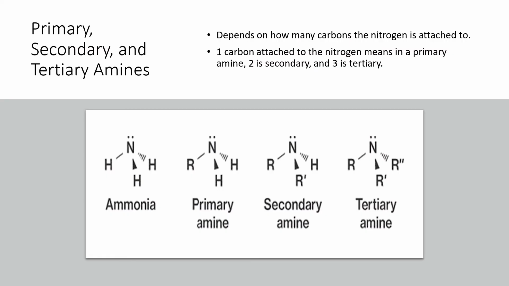Now we'll be looking at primary, secondary, and tertiary amines. This depends on how many carbons are attached to the nitrogen. If there's 1 carbon, it's primary. If there's 2 carbons, it's secondary. If it's 3 carbons, it's tertiary. And if there's no carbons, as you can see here, it'd be ammonia. And you can tell with the primary amine, R would be the carbon there. There's only one. Secondary, there's two. And tertiary, all three are carbon chains here.